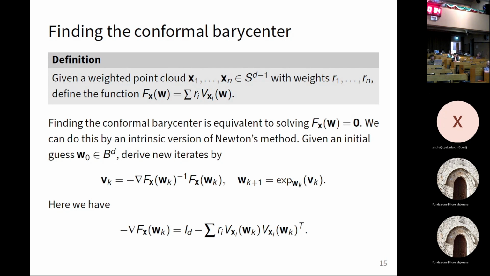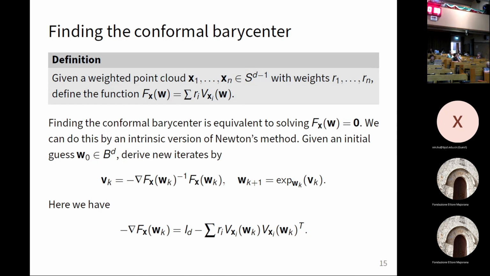If you define a function to be this weighted sum of the directors, you've defined some vector-valued function on the disk. Fair enough. So finding the conformal barycenter is finding the place where that vector-valued function is zero, right? You're looking for a zero of your vector field. To find zeros of a vector field, you can use Newton's method. As long as you can compute the derivative of the vector field, you can do some update where you invert the matrix, multiply it by the current value, get a direction to move in, and then go in that direction. You just have to do all this Riemannianly now, which is where it gets fun.